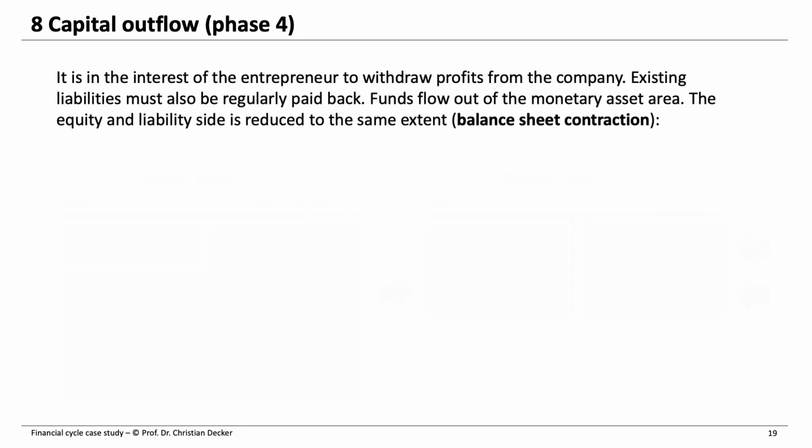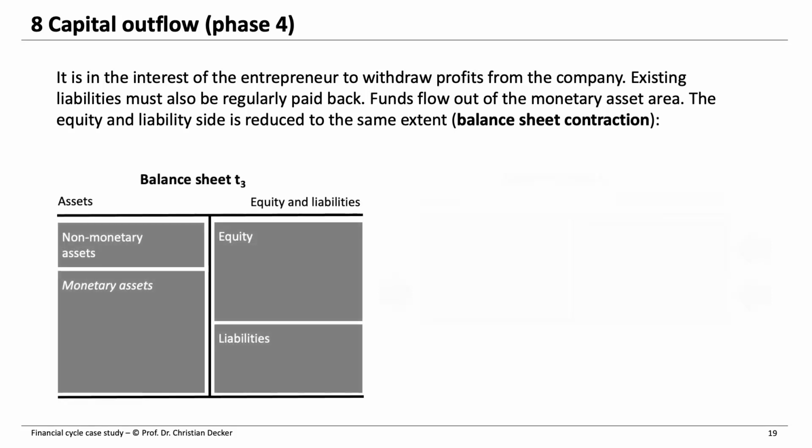In the fourth phase of the financial cycle, a capital outflow occurs. It is in the interest of the entrepreneur to withdraw funds from the company. Existing liabilities must also be regularly paid back. Funds flow out of the monetary asset area. The equity and liability side is reduced to the same extent. A balance sheet contraction occurs.